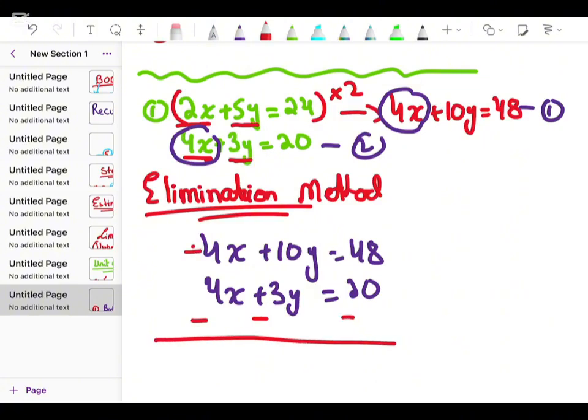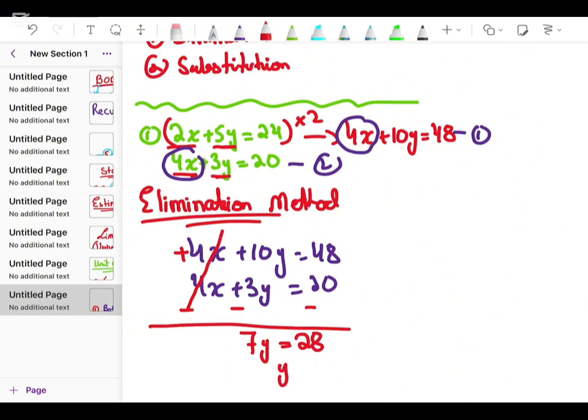Now, positive 4x and negative 4x will be cancelled out. Positive 10y minus 3y will become 7y. 48 minus 20 will give us 28. Now 7 will go to the other side and divide. 28 divided by 7, so the value of y will be 4. So this is known as the method of elimination.